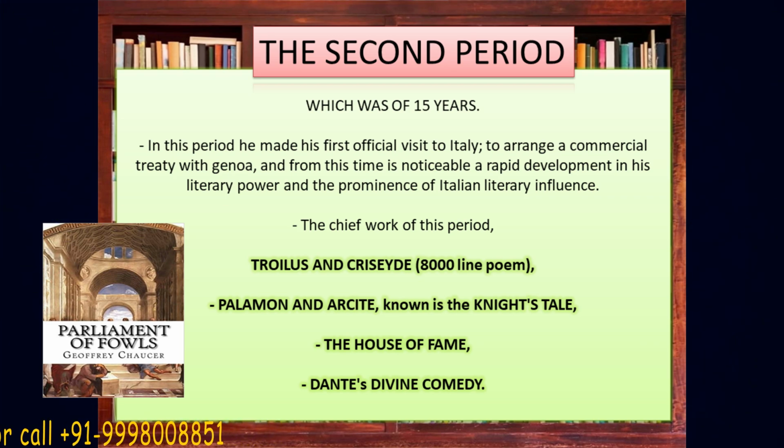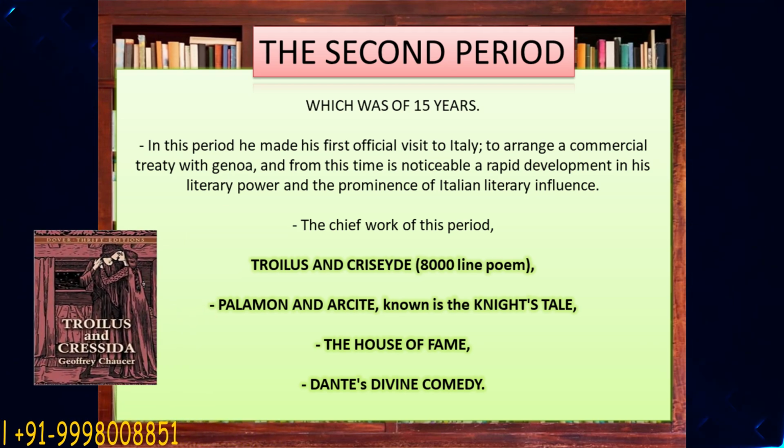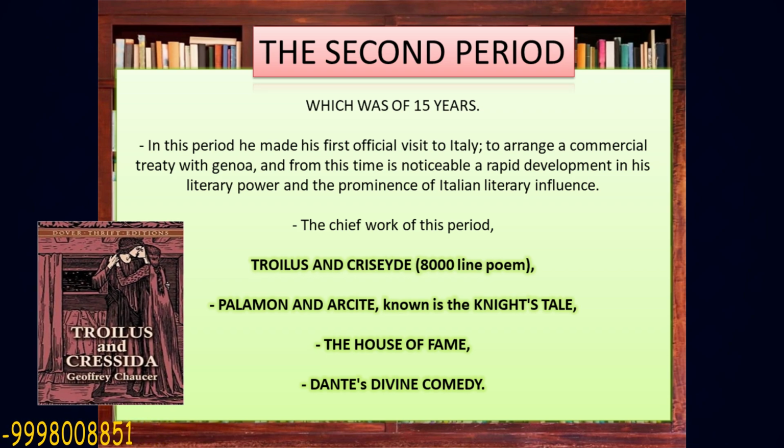The third work of this Italian period was Troilus and Criseyde. It was an epic poem. It was written in rhyme royal, influenced by Boccaccio's Il Filostrato. It was the longest poem. That is, Chaucer's longest completed poem is Troilus and Criseyde.